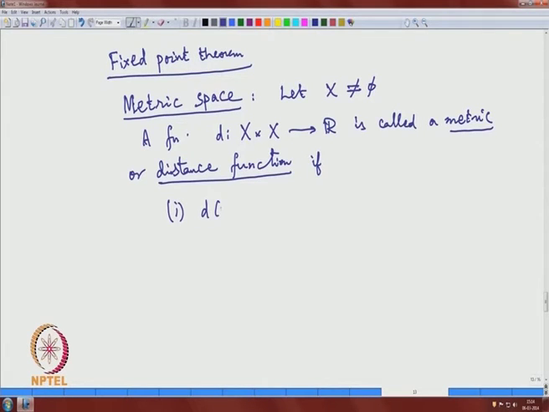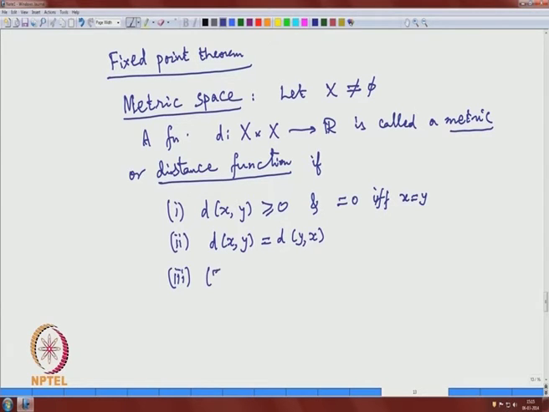So if you take any 2 points in X, their distance is always non-negative and equal to 0 if and only if x equals y. This property is referred to as positive definiteness. The second one is symmetry: the distance from x to y is the same as the distance from y to x. And the third one is called the triangle inequality.